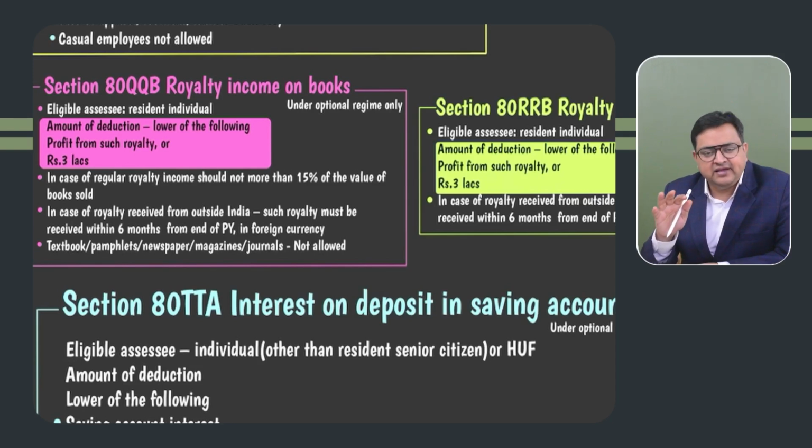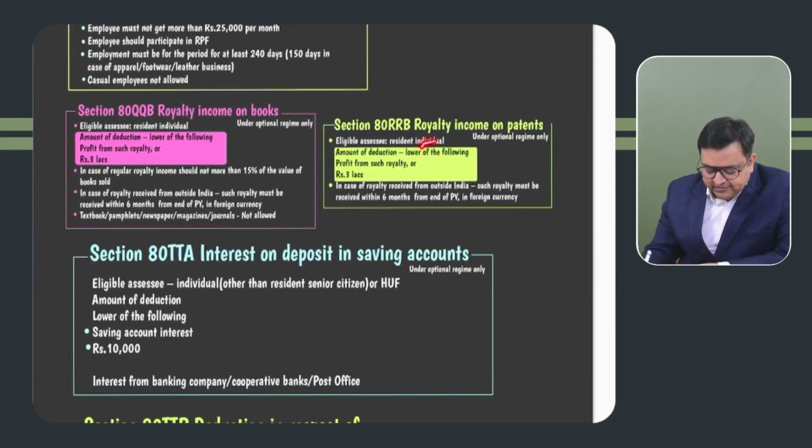How much? Rupees 3 lakh is the maximum limit, or the royalty income. What is royalty income? Whatever royalty you are receiving minus expenses. But if the royalty which you are receiving is more than 15% of the value of the book, please restrict that particular amount up to 15% only. I believe that you are able to make it out. If the royalty income is more than 15%, please restrict it up to the 15% limit. And if you are getting this royalty from outside India, only that royalty will be taken which is received in foreign currency within 6 months from the end of the previous year. Got it?